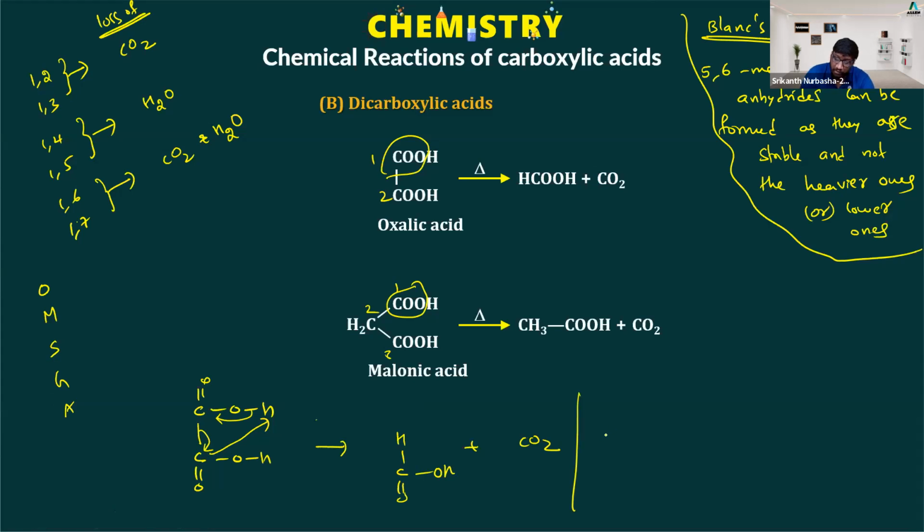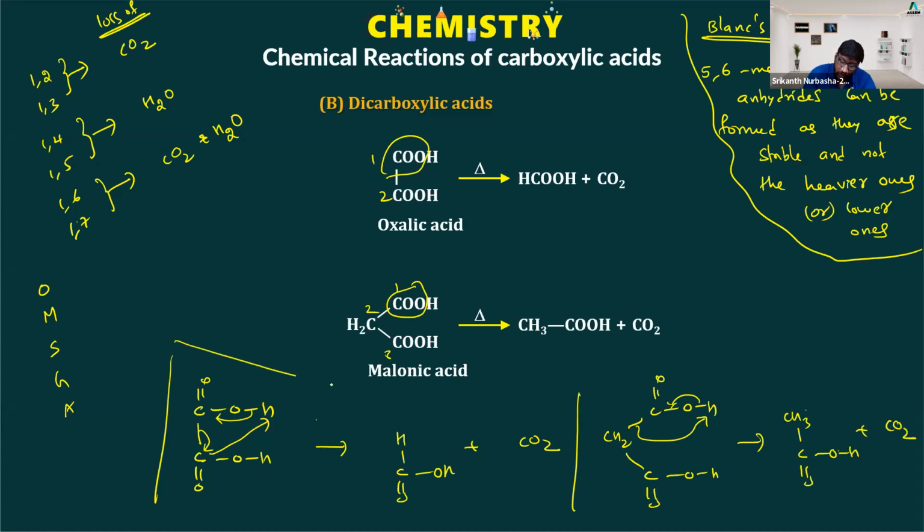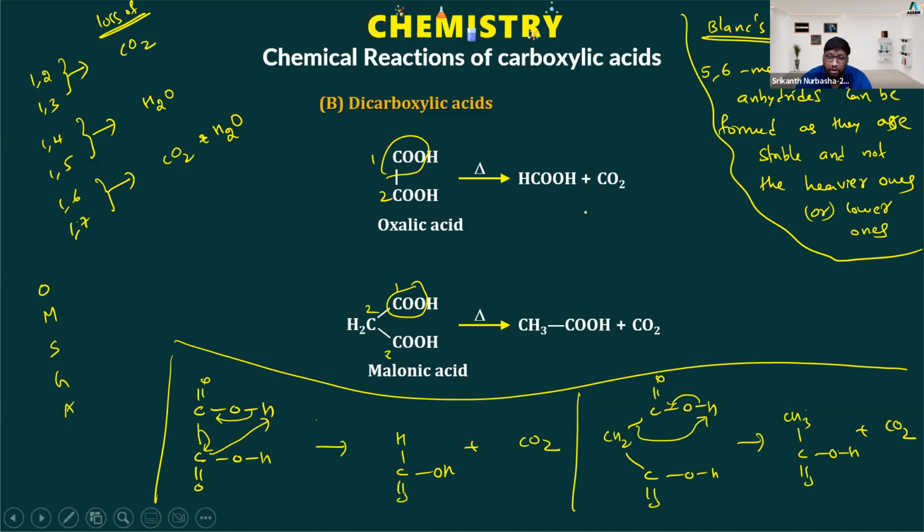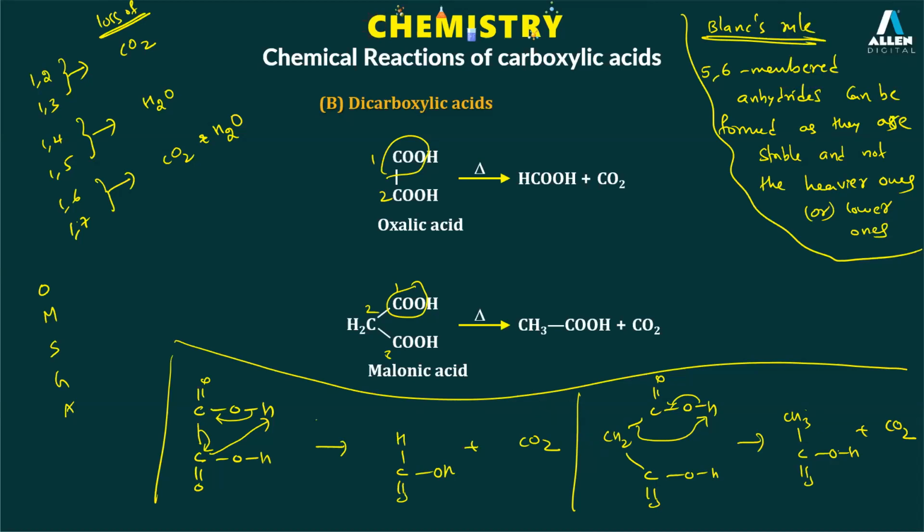Same here: CH2(COOH)2. The OH electron density is given, the C–C electron density picks up the proton, forming CH3COOH. Along with that, CO2 is obtained. So 1,2 and 1,3 acids lead to the formation of carboxylic acids, and carbon dioxide is eliminated. Can I discuss 1,4, 1,5, 1,6, 1,7 also? Yes, sir. Just wait a few more minutes.